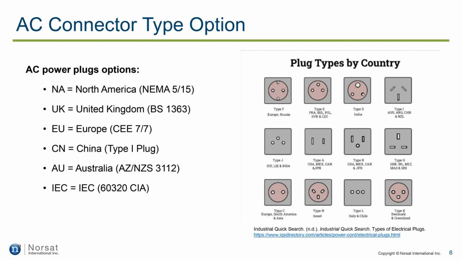CN, Type I Australian/Chinese 3-pin flat blade, 220 to 240 volt. AU, AS/NZS 3112 Australian/New Zealand angled blade, 230 volt. IEC, 60320 C14, common for data centers, universal inlet. Select the connector matching your regional voltage and safety standards to ensure seamless deployment.